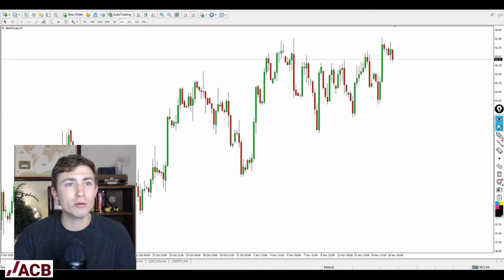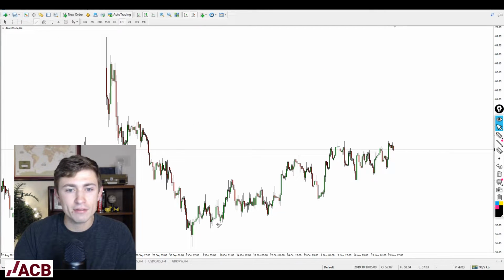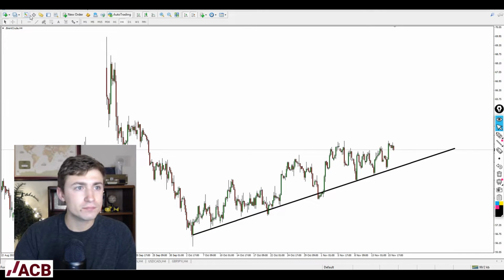Let's take a look at Brent crude here. Brent crude this morning, we have this kind of trend line going along the bottom and continued the trend line along the top.